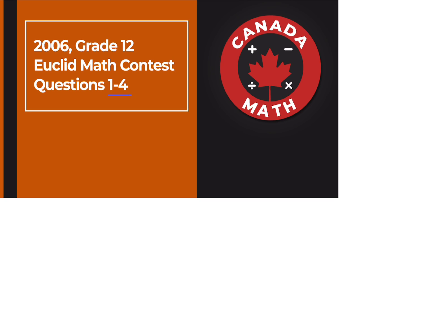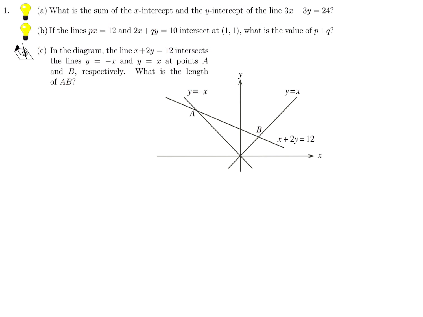Questions 1 through 4 on the 2006 Grade 12 Euclid Math Contest. What is the sum of the X-intercept and Y-intercept of the line 3x minus 3y equals 24?